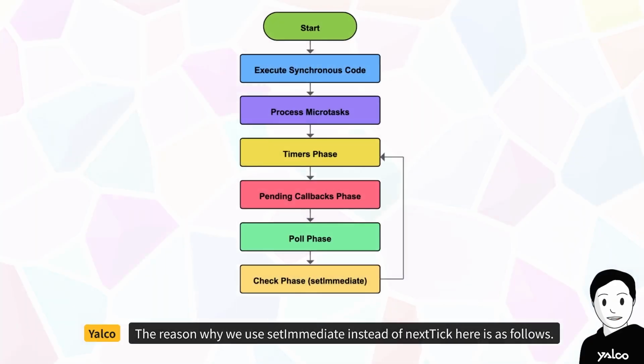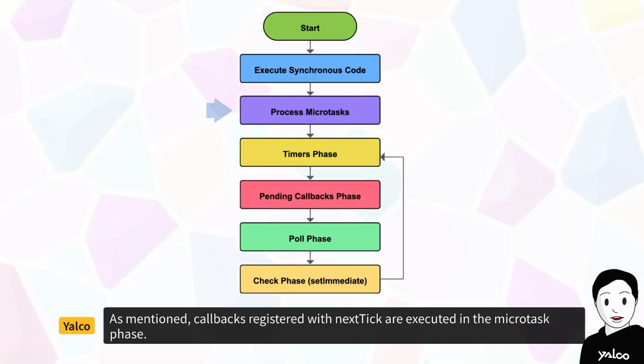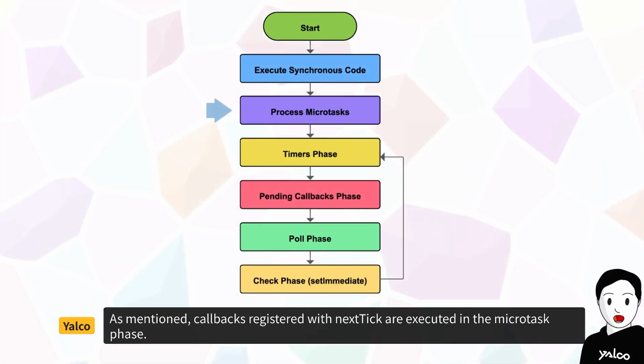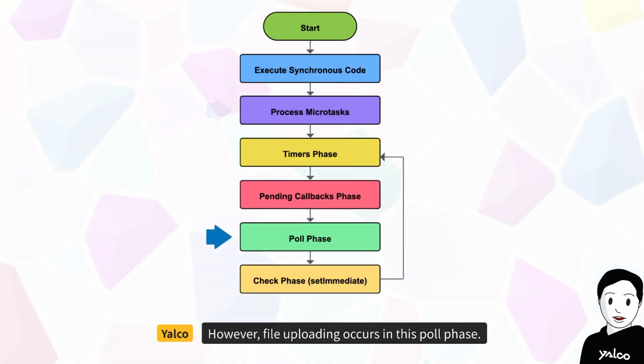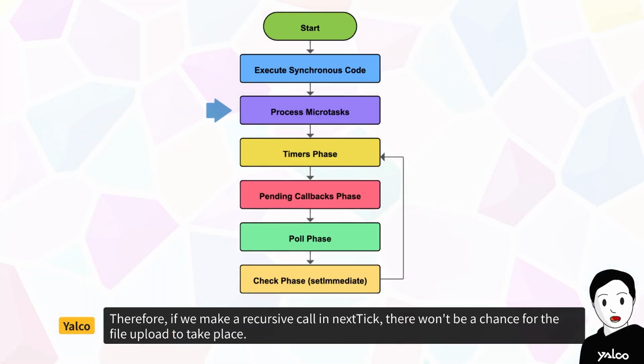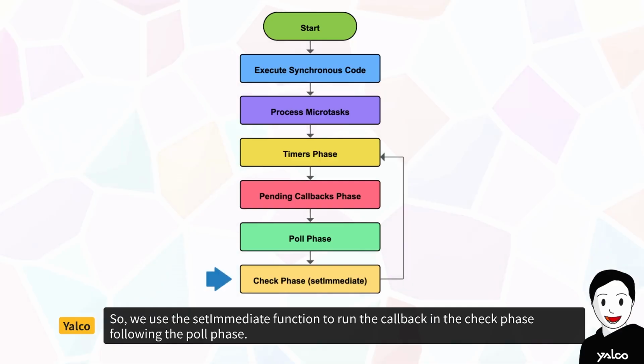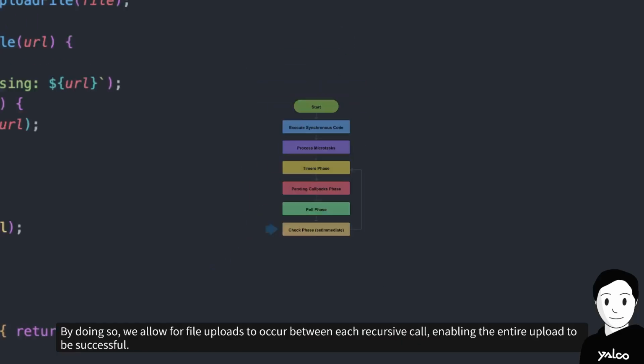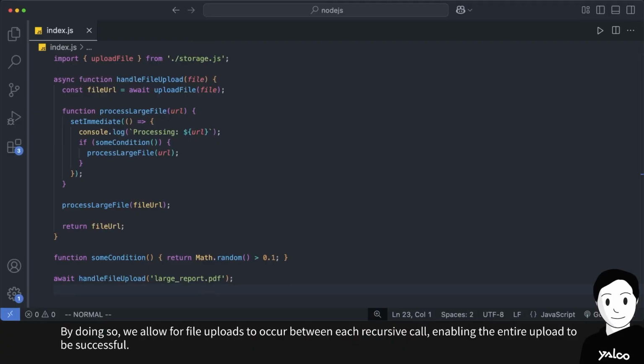The reason why we use setImmediate instead of nextTick here is as follows. As mentioned, callbacks registered with nextTick are executed in the microtask phase. However, file uploading occurs in this poll phase. Therefore, if we make a recursive call in nextTick, there won't be a chance for the file upload to take place. So, we use the setImmediate function to run the callback in the check phase following the poll phase. By doing so, we allow for file uploads to occur between each recursive call, enabling the entire upload to be successful.